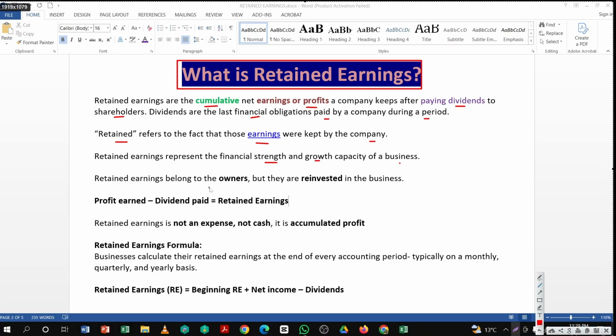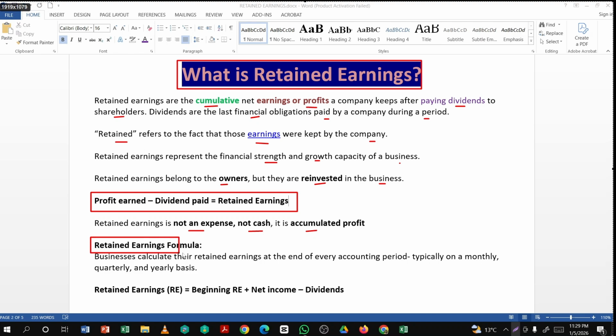Retained earnings belong to the owners, but they are reinvested in the business. So, profit earned minus dividend paid equals retained earnings. Retained earnings is not an expense, not cash, it is accumulated profit.